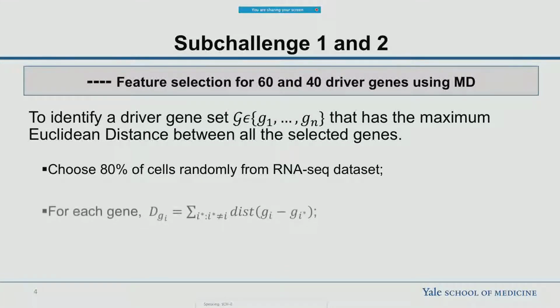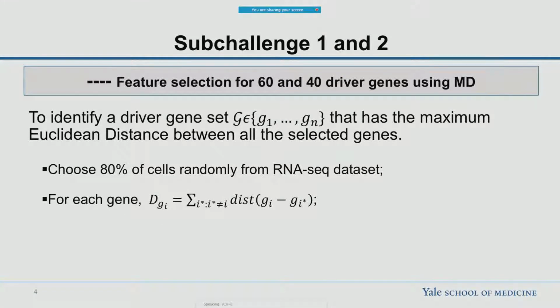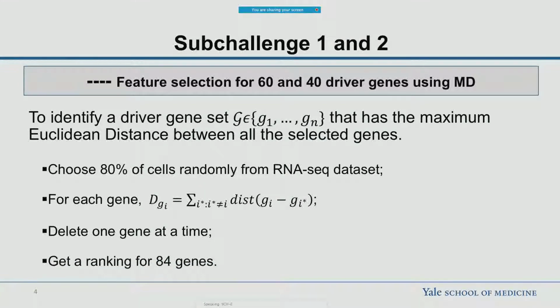Based on this data, for each gene, we will calculate the summation of distances from this gene to all the other genes. So for each gene, we will have a distance value. We will delete the gene which has the smallest distance value, and this gene will be ranked as 84 because we have 84 genes in total. Next we delete another gene, and the second gene deleted will be ranked as 83. By repeating this step, we will get a final ranking for the 84 genes.